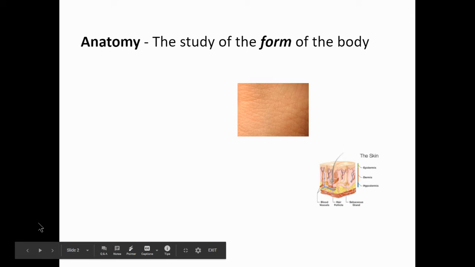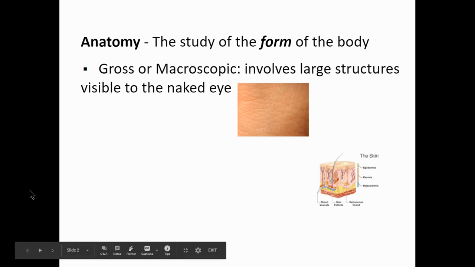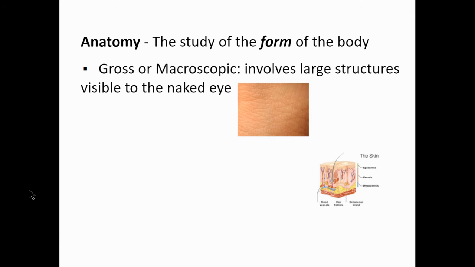So anatomy is the form of the body, or structurally what it entails and what it looks like. So we have two kinds, gross or macroscopic. Gross is, as opposed to fine, like if you're talking about fine motor skills or gross motor skills, the gross ones or macroscopic have larger structures that you can see. Your skin, your organs, bones, things like that. So those are what we call gross anatomy.